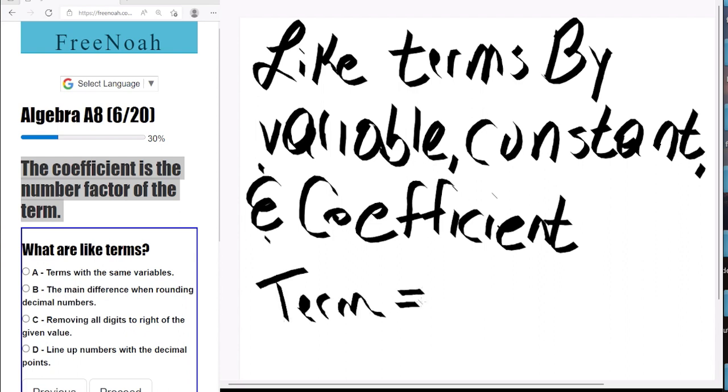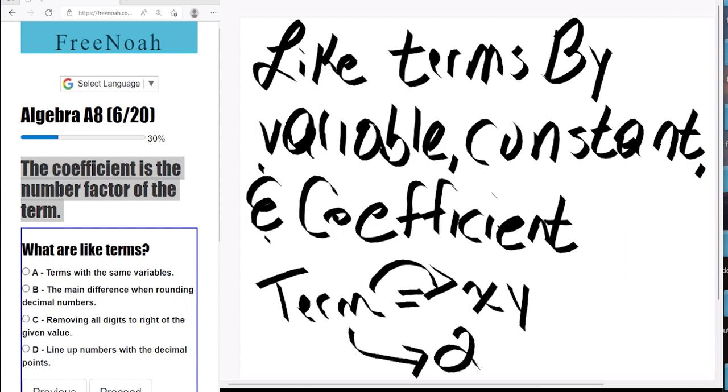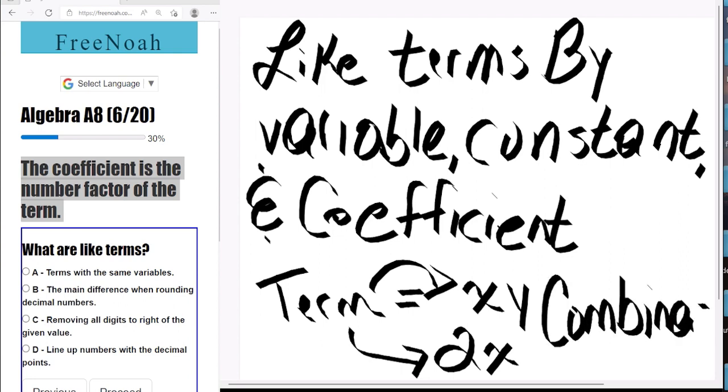So once again, recap, what is a term? Well, a term is something like x and y. It can be a result, a product, or a quotient of numbers, constants, and variables. How about 2x? Well, that's also a term. Now, how do we combine these terms?